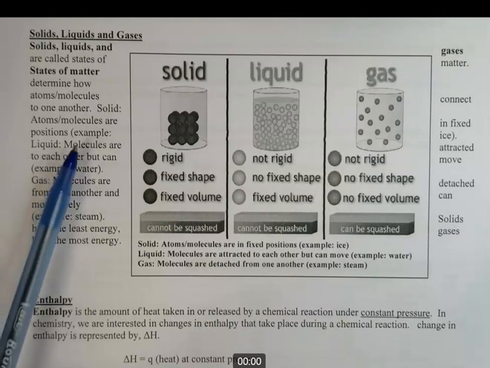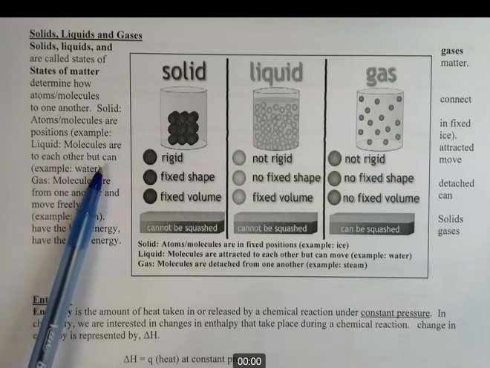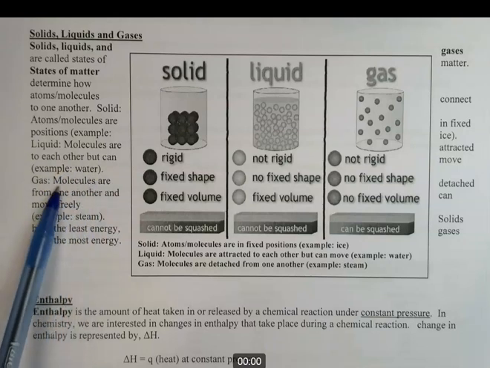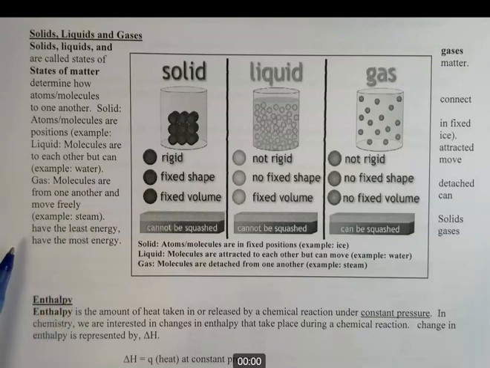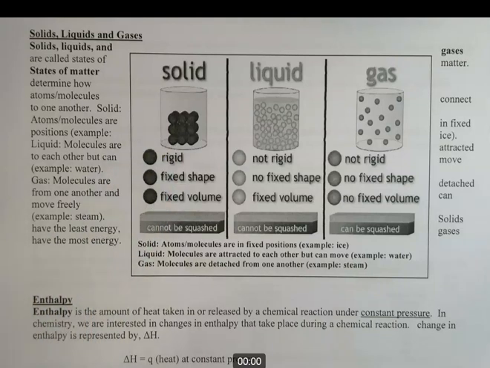All right, so liquid molecules are attracted to each other but can move. Example, water. Gas molecules are detached from one another and move freely. So example, steam or just air is another good example. Solids have the least amount of energy. That's why they stick together, because they don't have a lot of energy to break away from each other. And gases have the most energy. They have enough energy for their atoms and molecules to break away from each other.